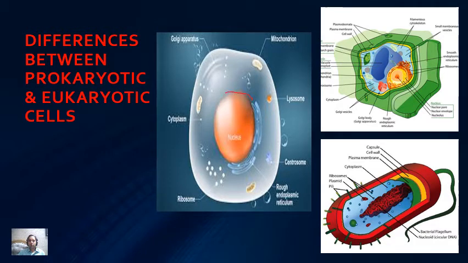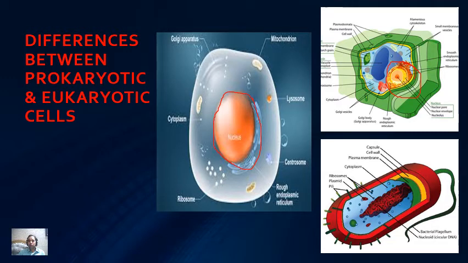This lesson is about differences between prokaryotic and eukaryotic cells. Here you can see this is an animal cell and it has a proper membrane bounded nucleus. Similarly, this is another cell, a plant cell, and here you can see it has a membrane bounded nucleus.